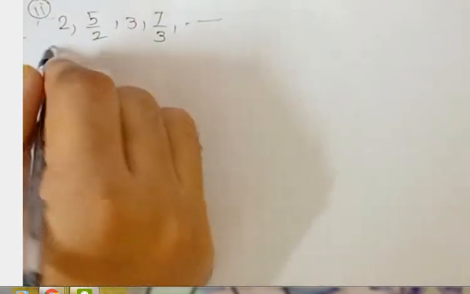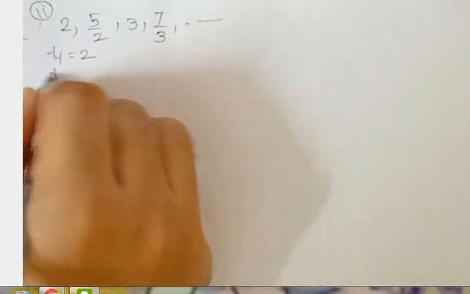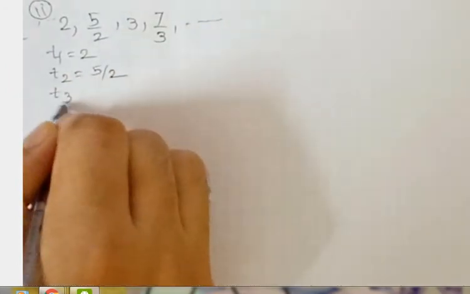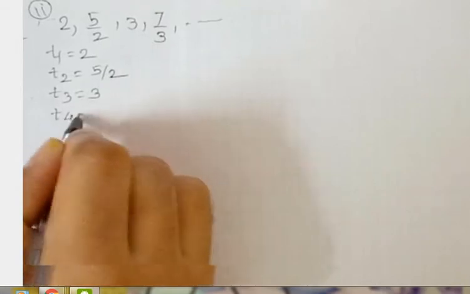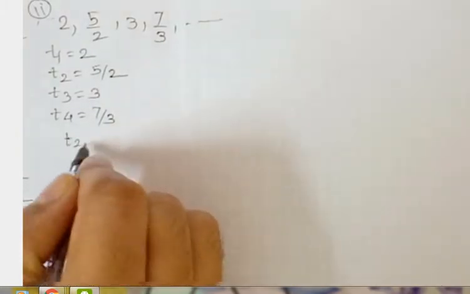Question number second is 2, 5 by 2, 3 and 7 by 3. Here T1 is equal to 2, T2 is equal to 5 by 2, T3 is equal to 3 and T4 is equal to 7 upon 3, and so on. Now we have to find out the common difference, that is T2 minus T1.